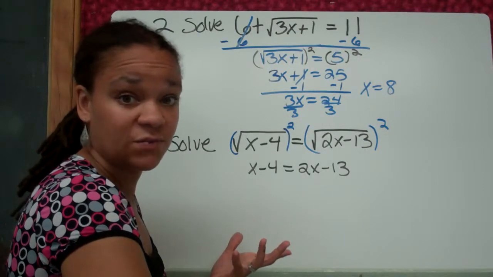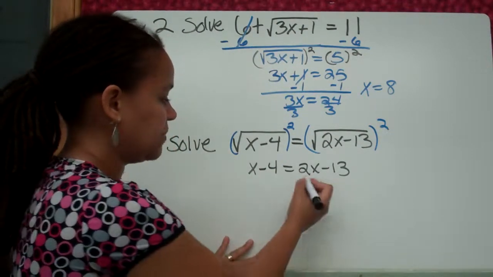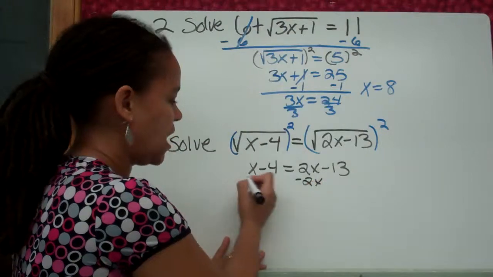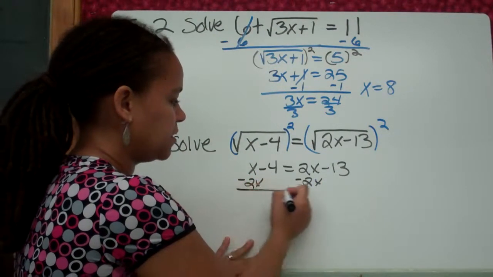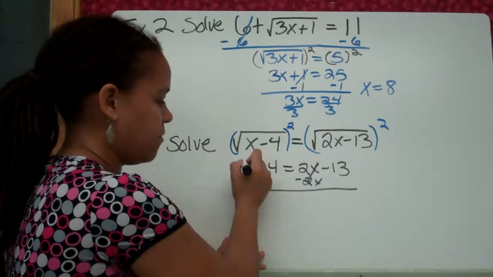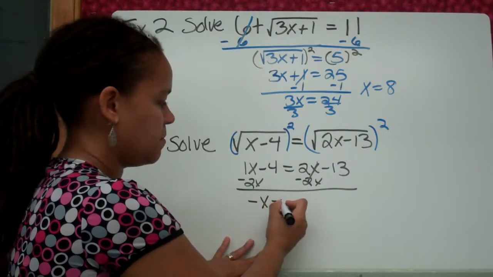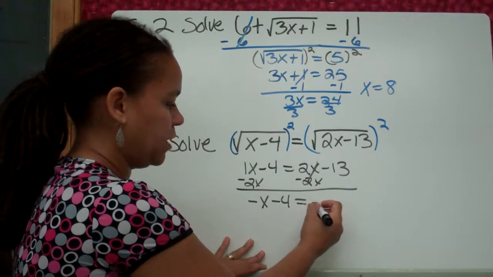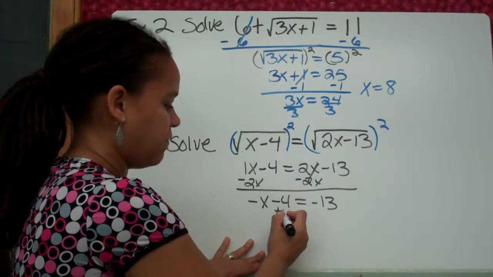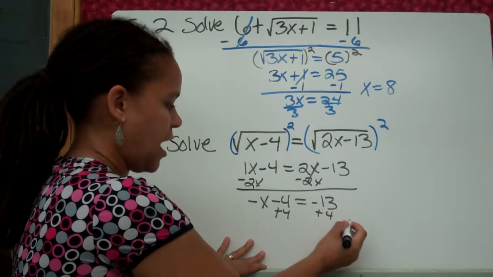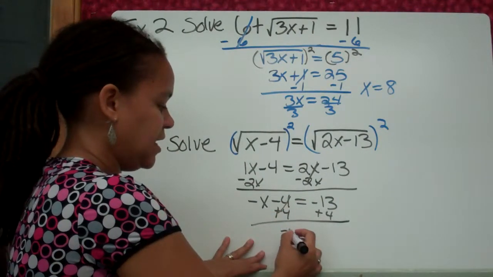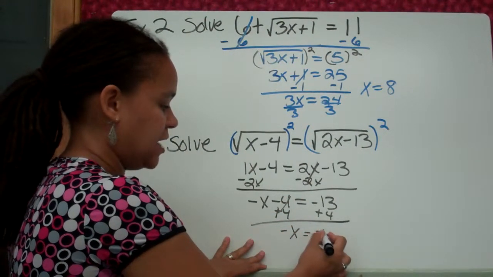So we want to solve this for x. Let's get our x's on the same side. Subtract 2x from both sides. This goes away. Remember, that's a 1. 1 minus 2x is negative x, minus 4 is equal to negative 13. Add 4 to both sides. Negative x is equal to negative 9.